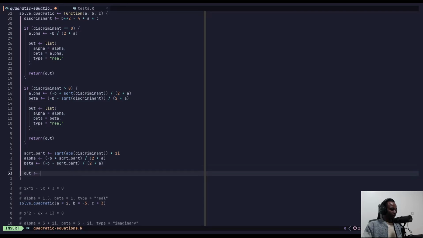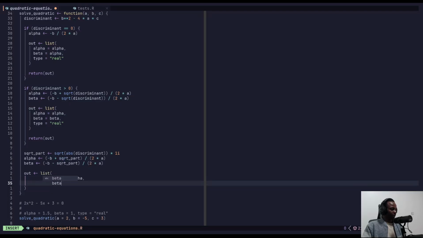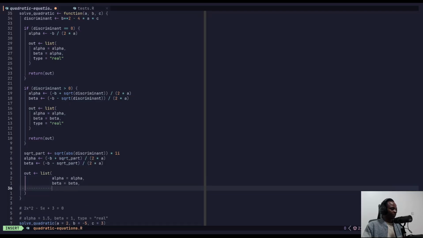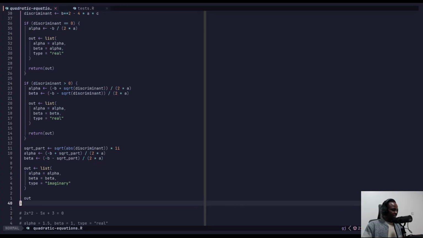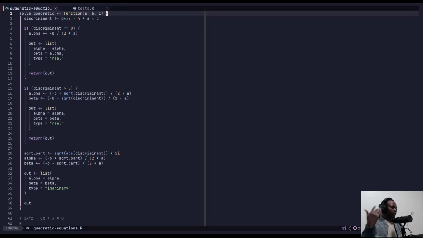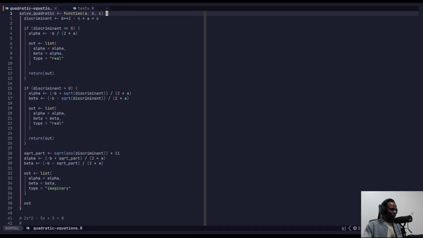Then what do we want to give out? We have alpha equals alpha, beta equals beta, and finally, in this case, the type is going to be imaginary. And then of course, I want you to return that. So the function could be shorter, but we should first test before we start making it shorter. But this is it. This is the implementation for this function for solving quadratic equations.